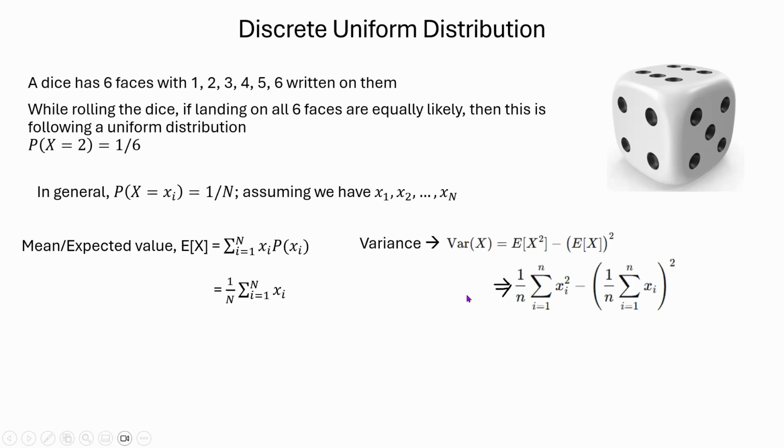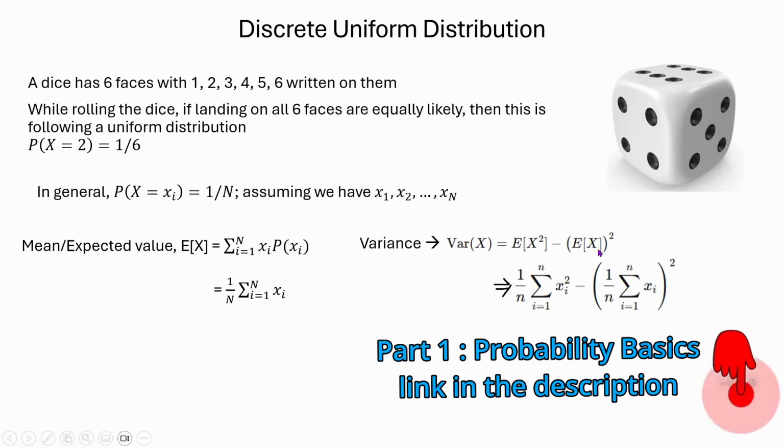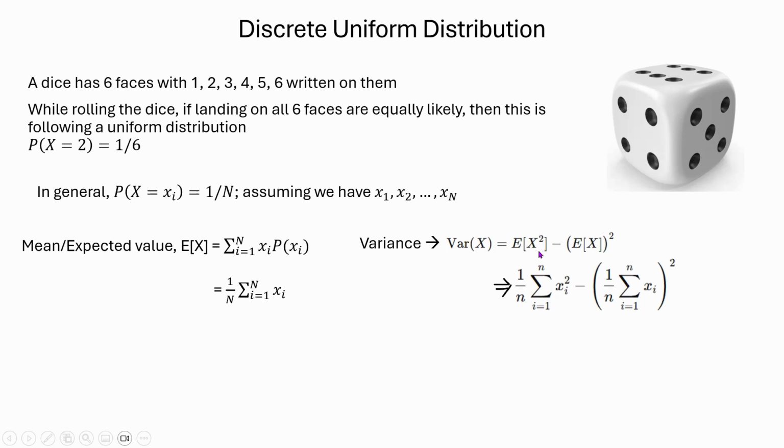This is the formula for variance. We derived this variance formula in the previous lecture as well. For E[X squared], the xi will be replaced by xi squared and everything will remain the same. So this will be the formula for the variance.